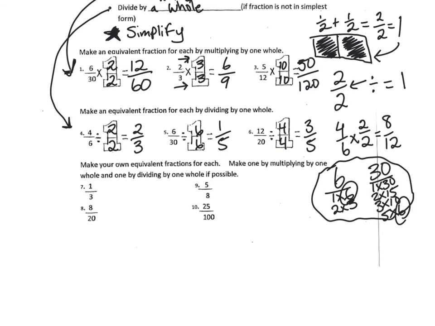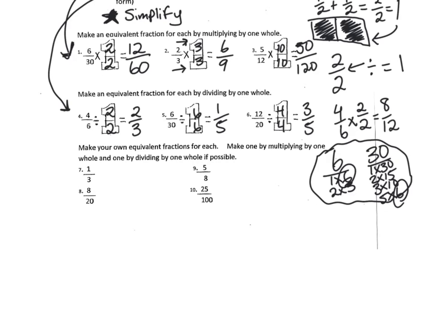Okay, I'm going to scroll up a little bit so we can finish off the notes here. And the notes are basically just some examples. The examples say, make your own equivalent fractions for each. Make one by multiplying by one whole and one by dividing by one whole if possible. So what I'd like to do on this page at the bottom is look at the two types of math that we've talked about today, which is using multiplication to find an equivalent fraction or using division to find an equivalent fraction.